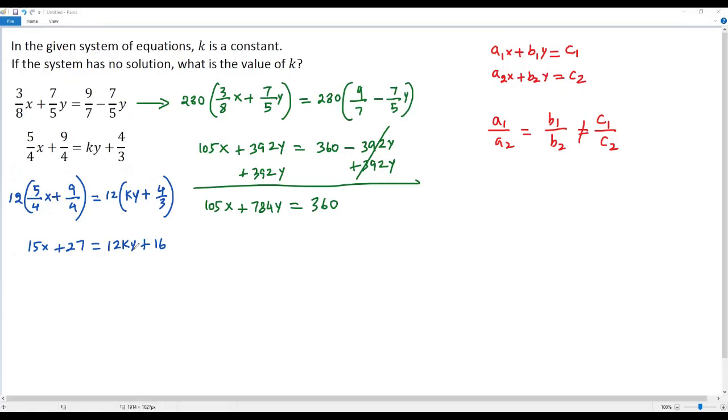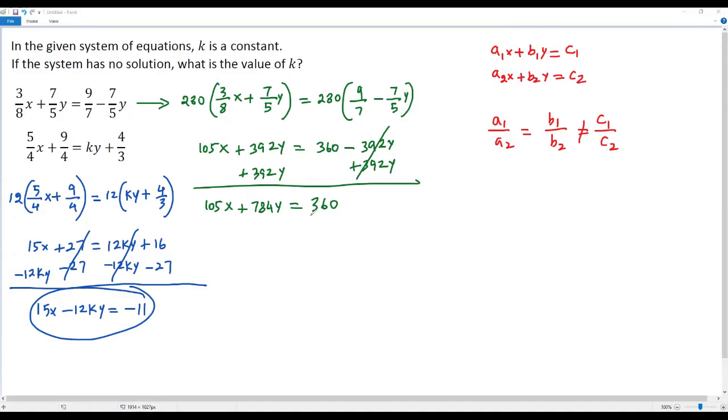So we have to get the x term and y term on one side of the equation, usually on the left side, and the constant on the right side. Let me subtract 12ky from both sides of this equation, and also subtract 27 from both sides. When I do so, the positive and negative values will cancel. The same here, we get 15x minus 12ky equals, and when I combine this positive 16 and negative 27, I am getting negative 11. Okay, now I got the second equation in standard form.